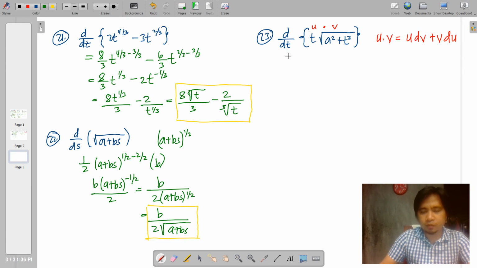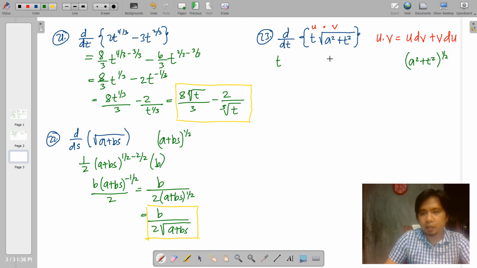Doing that, we have u is t, and the derivation of v. Perhaps we can write that in terms of its exponential form, say (a squared plus t squared) raised to 1/2. So as usual, we derive this. So we bring down 1/2. Okay, copy that.